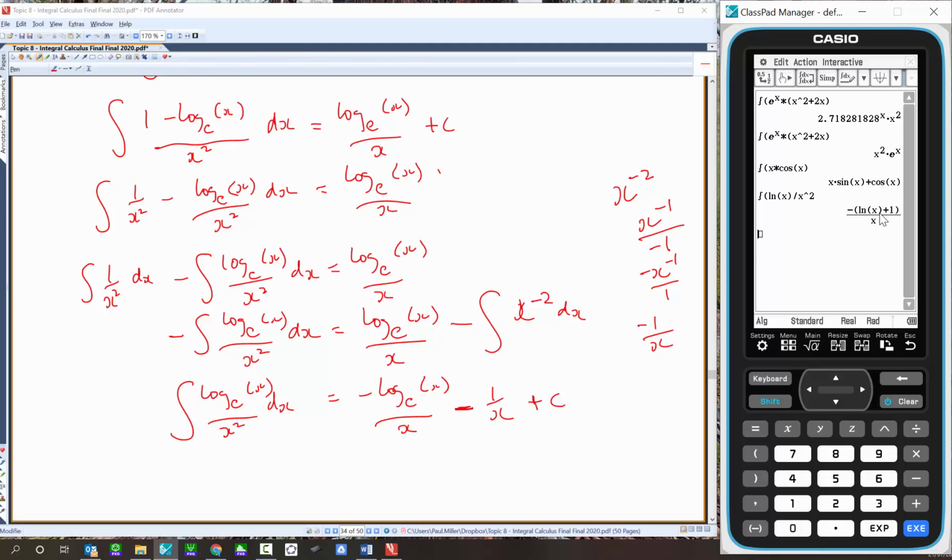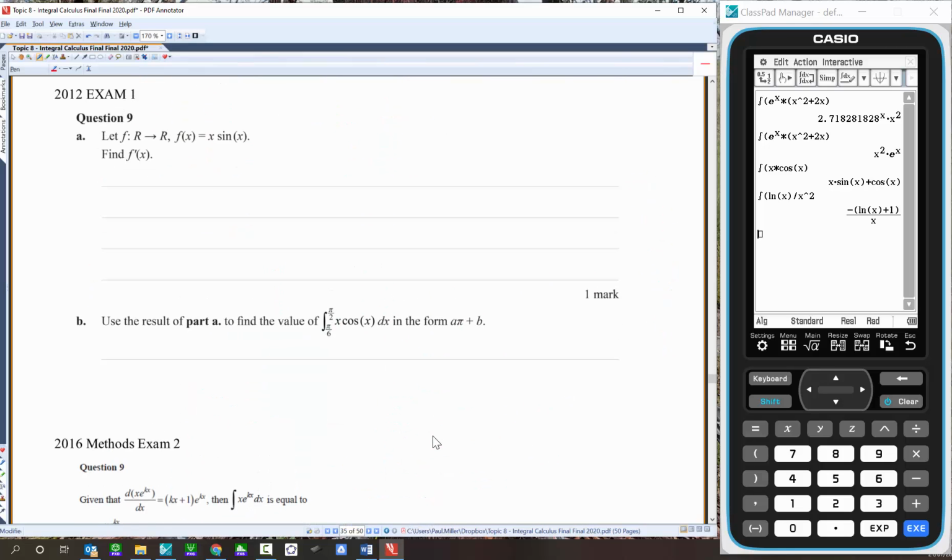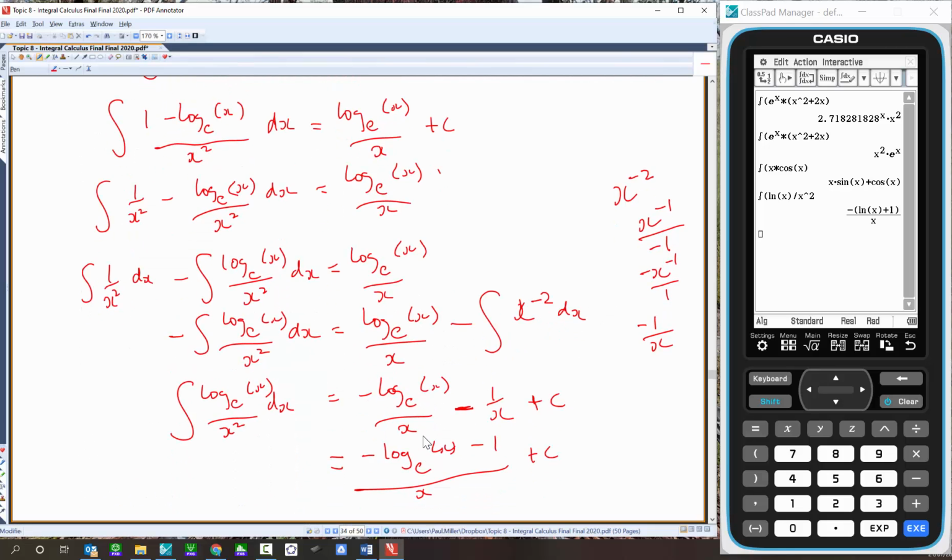What have they done? Yeah, they've just combined it, taken out -1 as a common factor, put it over x. So that's a move worth doing. Let's tidy up a bit. So negative, let's write it as log e x, take 1 over x plus c, and then, whoa, run out of room really badly here, equals negative log e x plus 1 over x.